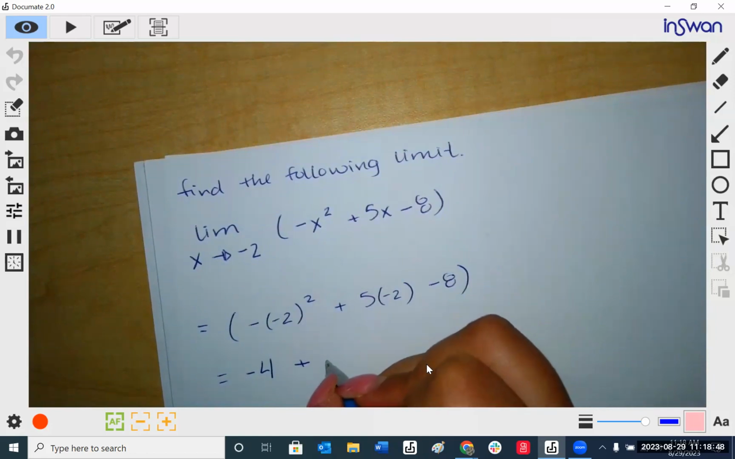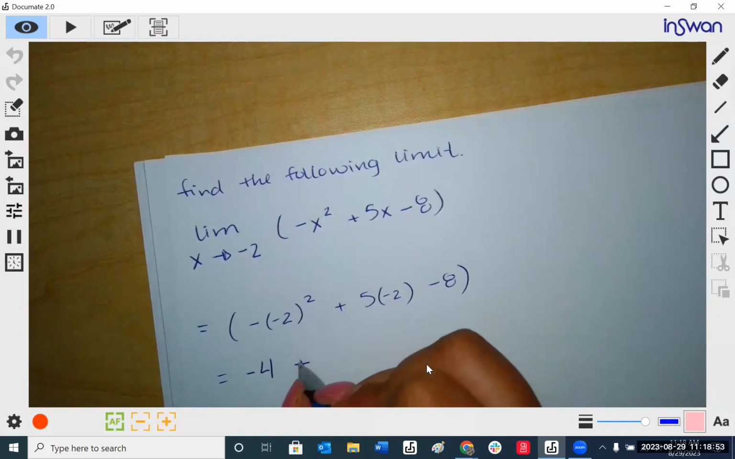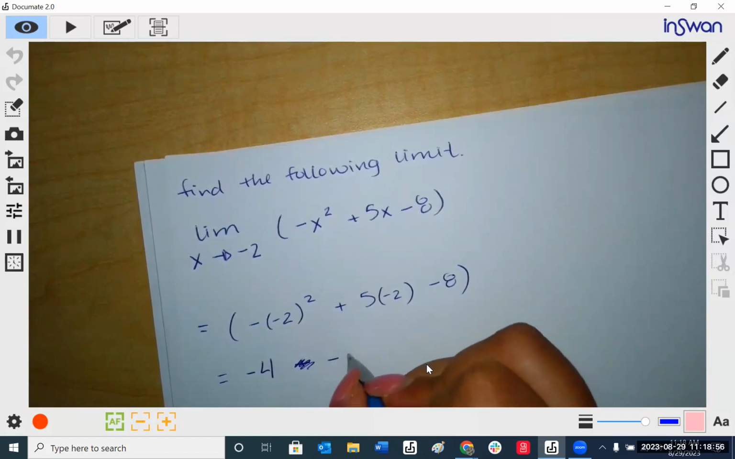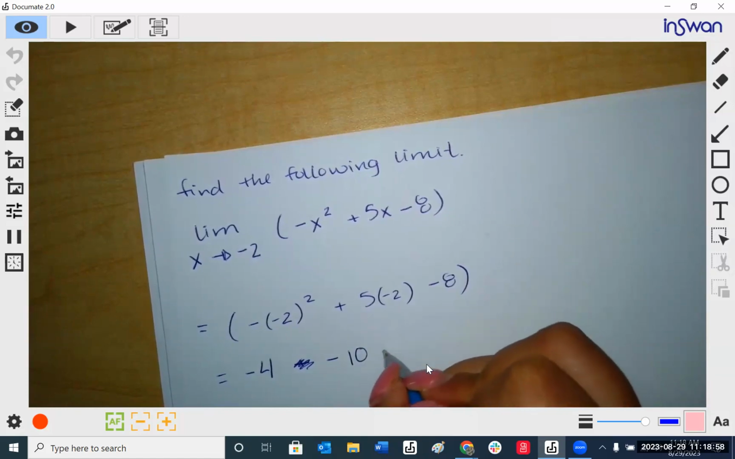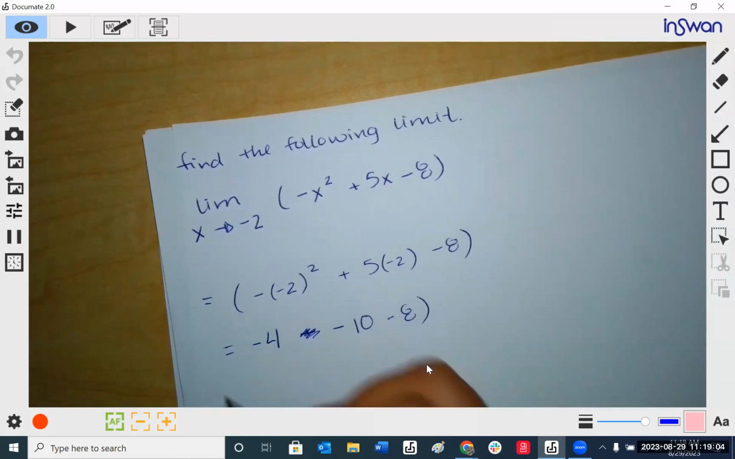Positive 5 times -2. Positive times negative is negative, so it's going to be a minus sign. 5 times 2. -4 minus 10 is -14. They're both negative, so it's -14. -14 minus 8. They're both negative, so the answer should be negative.